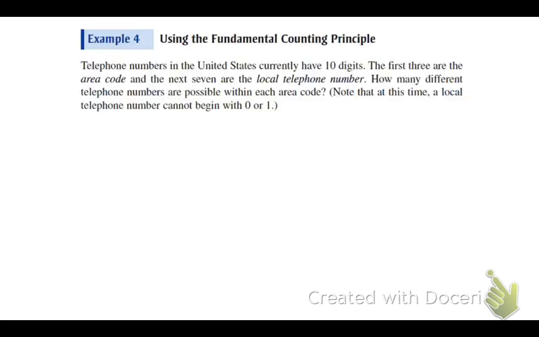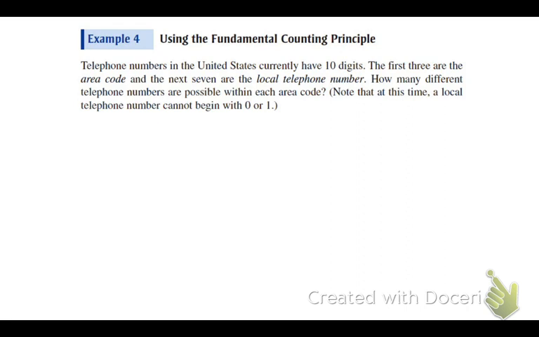Probability. Lots of reading. Okay, telephone numbers in the United States currently have 10 digits. The first 3 are the area code. The next 7 are the local telephone number. How many different telephone numbers are possible within each area code? Note that at this time, a local telephone number cannot begin with a 0 or a 1.